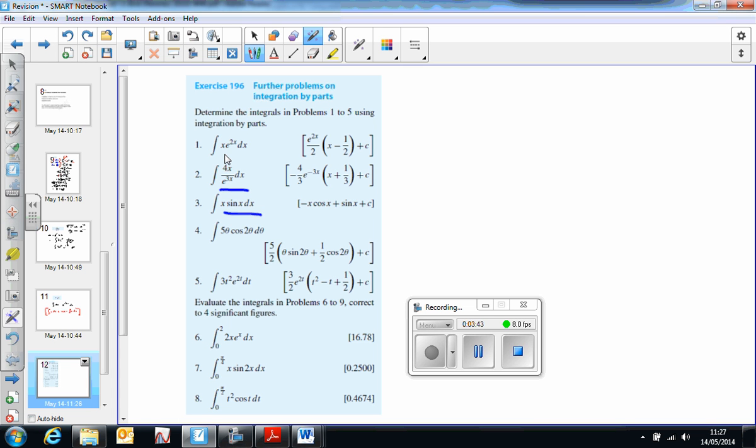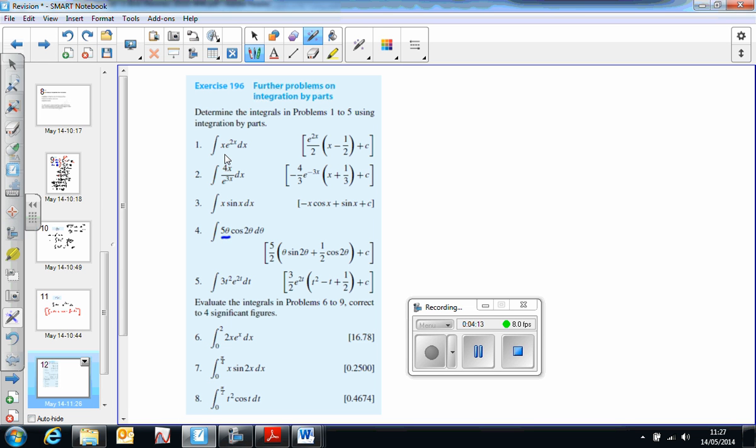This one, I'm going to let one bit equal u and one bit equal dv. It's no good letting the sine x equal u, because if I differentiate sine x, it just becomes cos x, it doesn't disappear, and vice versa. If I've got a cos x, or cos 2 theta, it's no good letting that equal u, because it doesn't disappear when I differentiate it. So I let the x equal u, because when I differentiate it, it disappears. I let u equal 5 theta, because when I differentiate it, the theta disappears.